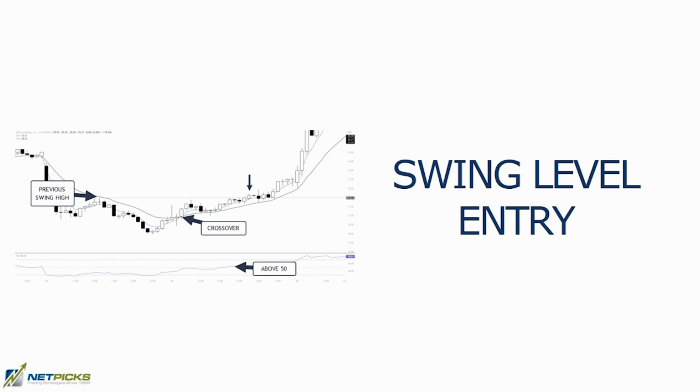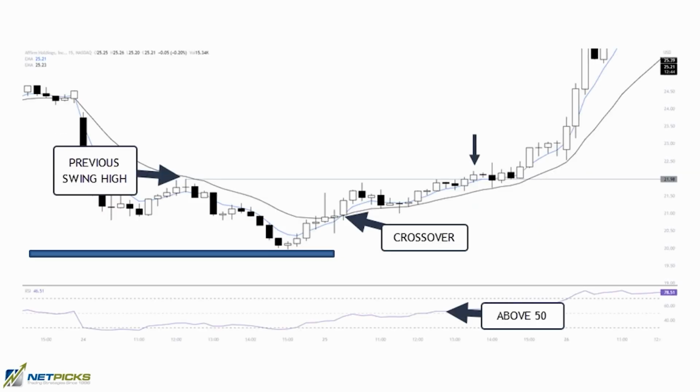So in addition to the entry criteria is price taking out a previous swing high for an uptrend and a swing low for a sell, of course. So this will give us a price action definition of an uptrend, higher highs and higher lows. And that can be confirmed once the higher swing low is met.